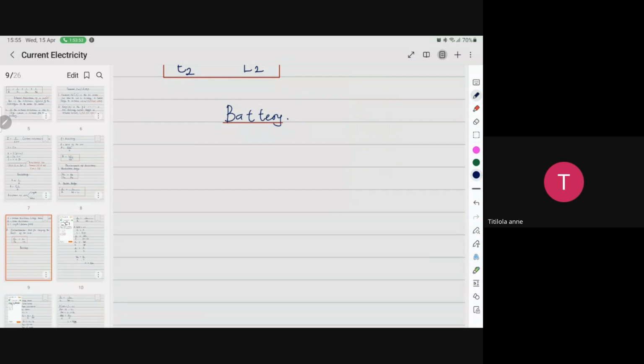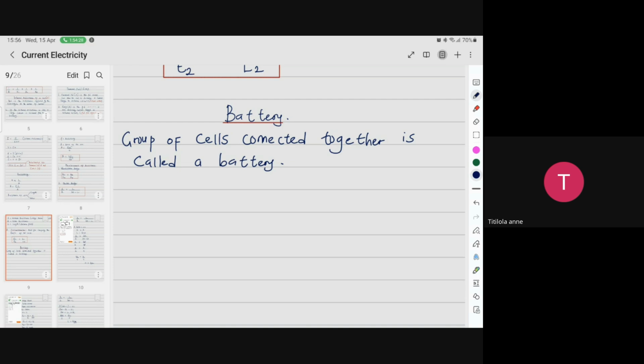A group of cells connected together is called a battery. It's called a battery. All right, so the next thing I have here is that if n identical cells of EMF E and internal resistance R are connected in series, what will be the effective EMF?